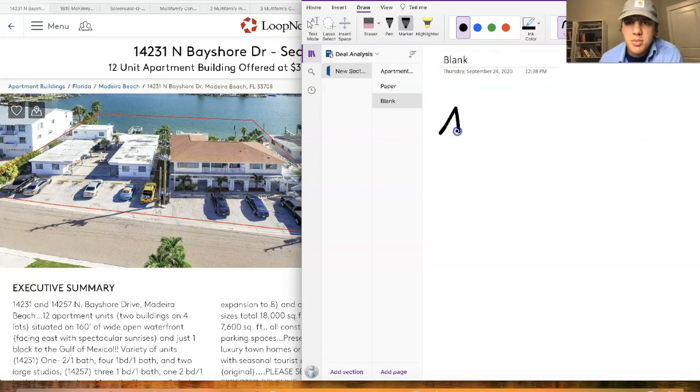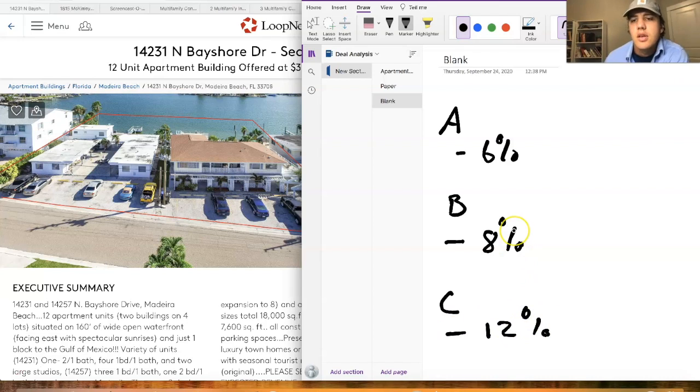So for A-class properties, economic occupancy drop in 2008 and 9 was around 6%. B dropped around 8%, and C dropped around 12%. And so you'll use those numbers to account for how much income loss you're going to get.